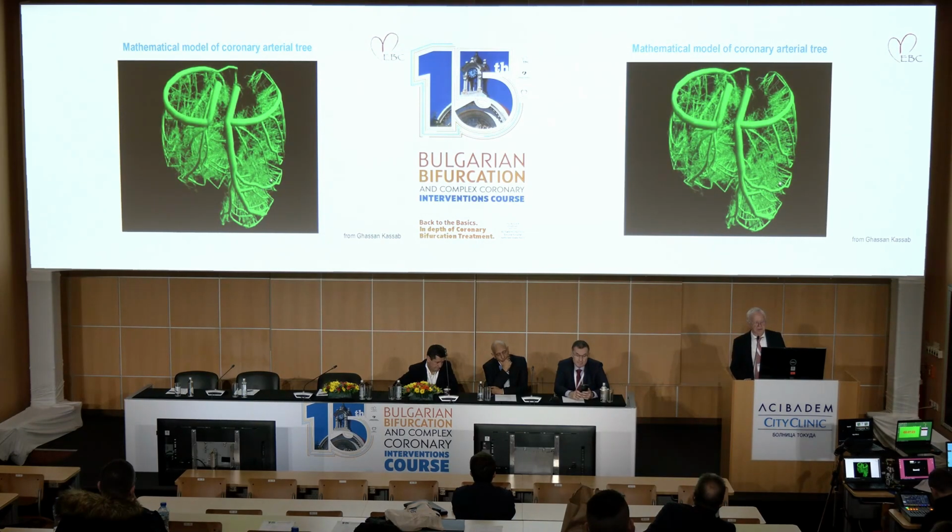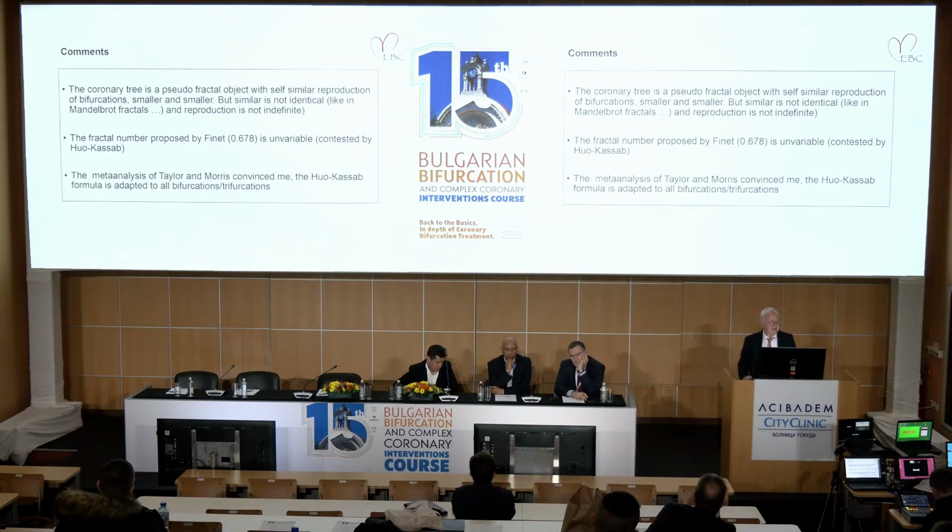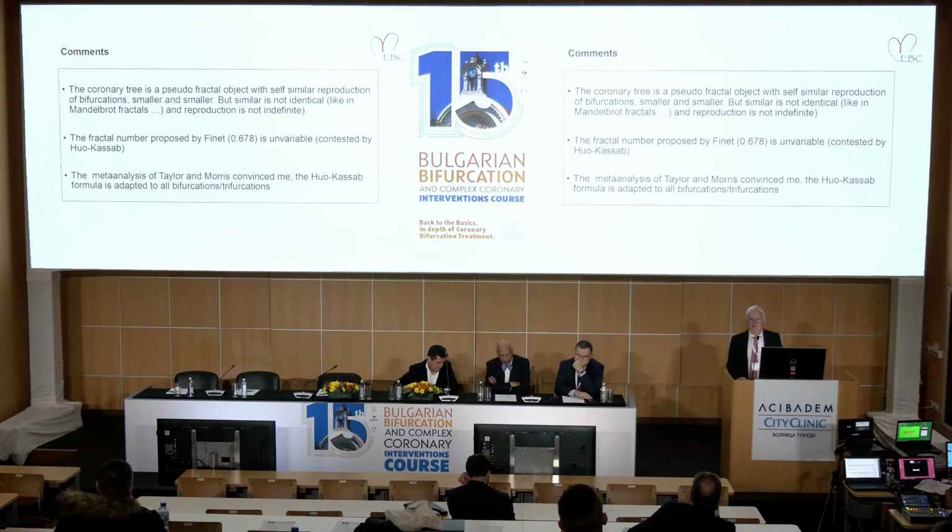Of course, this is a bit heuristic, but it explains how it is and why it works. So the coronary tree is a pseudofractal object with self-similar reproduction of bifurcations, smaller and smaller. But similar is not identical, like Mandelbrot fractals. All the bifurcations are not the same, but the principle is the same. And reproduction is not indefinite in coronary arteries, contrary to Mandelbrot fractals.